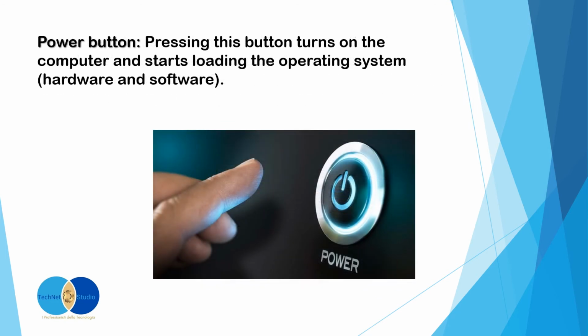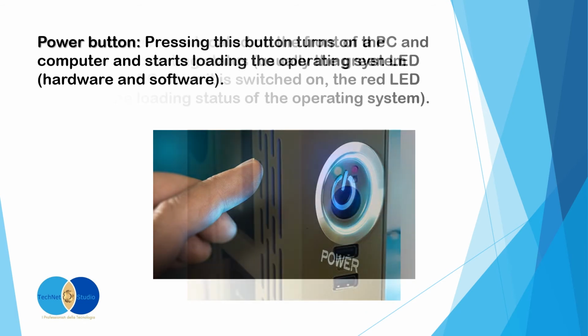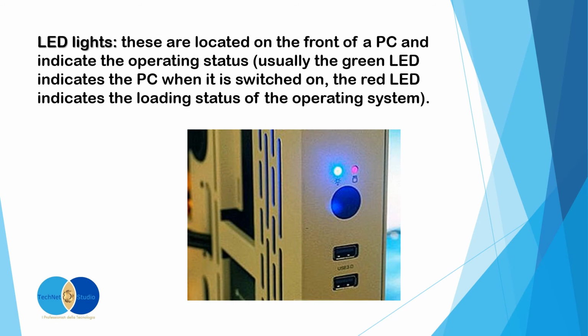Essential is the power button, because pressing this button turns on the computer and starts loading the operating system, so the complex of hardware and software. The computer has many ways to communicate with a human being. An example are the LED lights. These are located on the front of a PC and indicate the operating status. Usually, the green LED indicates the PC is switched on. The red light indicates the loading status of the operating system.